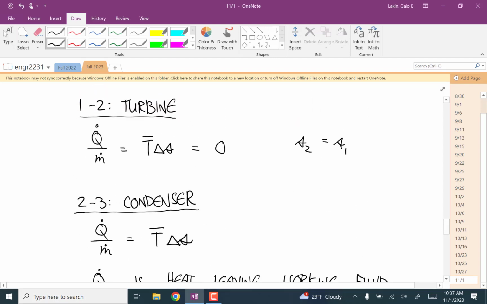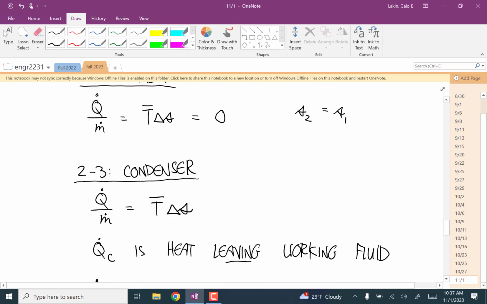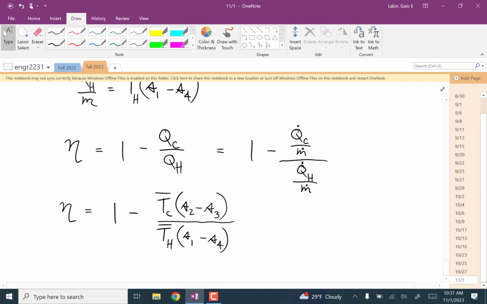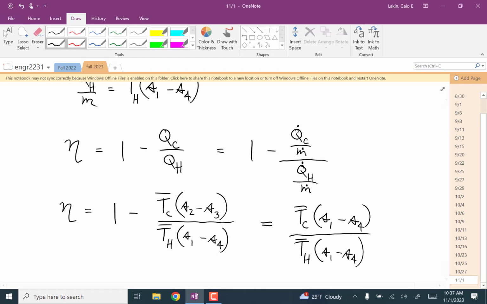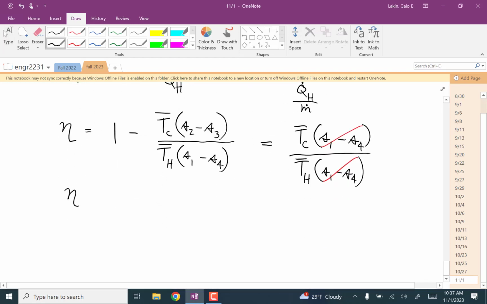Because of the isentropic processes, we know that we can replace 2 with 1 and 3 with 4. And so you get T C average times S1 minus S4 over T H average times S1 minus S4. These cancel. And you get an ideal efficiency of 1 minus the average temperature at the condenser divided by the average temperature at the boiler.